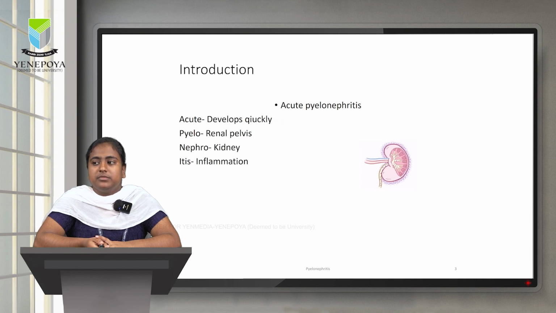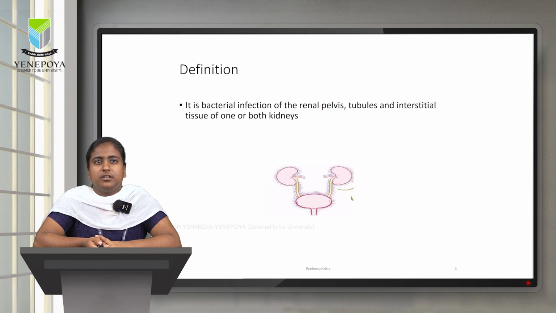So from the name we'll know about this. What is acute pyelonephritis? Acute means it develops quickly. Pyelo means renal pelvis. Nephro means kidney. Itis means inflammation. Okay, this is the inflammation of the kidney that develops quickly. So what is the definition? It is a bacterial infection of the renal pelvis, tubules and interstitial tissue of one or both kidneys.